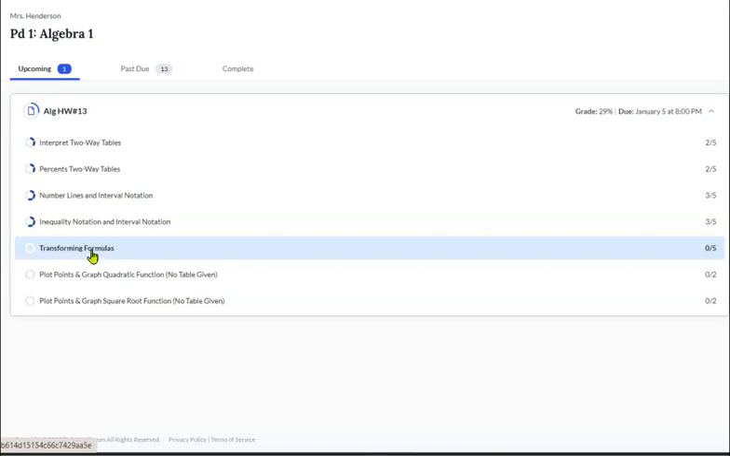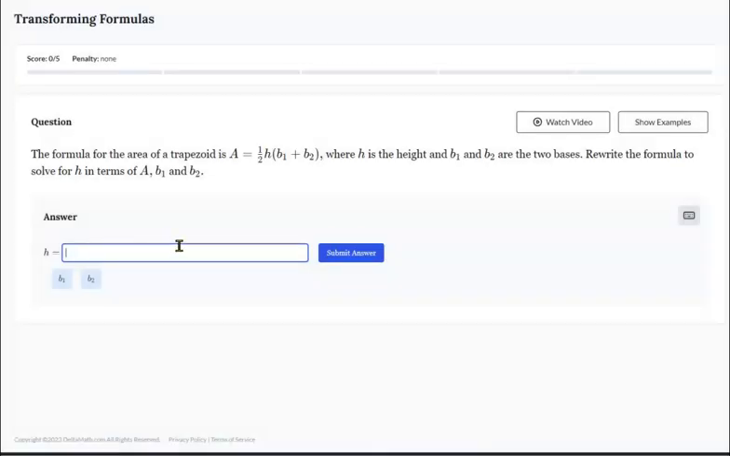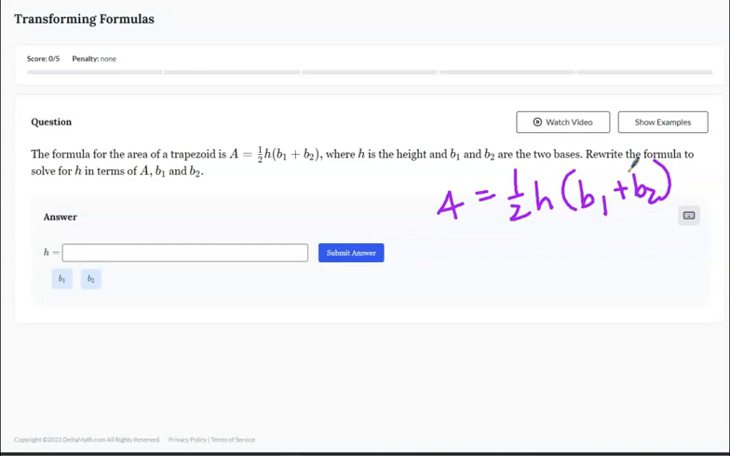Let's go back and revisit this topic on transforming formulas. You might need some scrap paper for this. The formula for the area of a trapezoid is 1/2 the height times base 1 plus base 2. Rewrite the formula to solve for h. So the first thing I'm going to do is remove this 1/2 fraction. Now I know that the numerator of that fraction is 1, so I really only have to get rid of this dividing by 2. So in order to do that, I'm going to multiply both sides by 2.